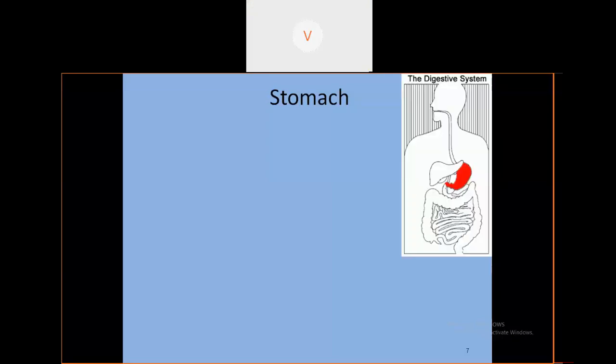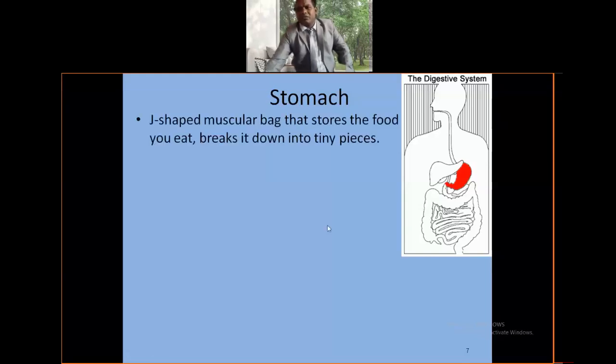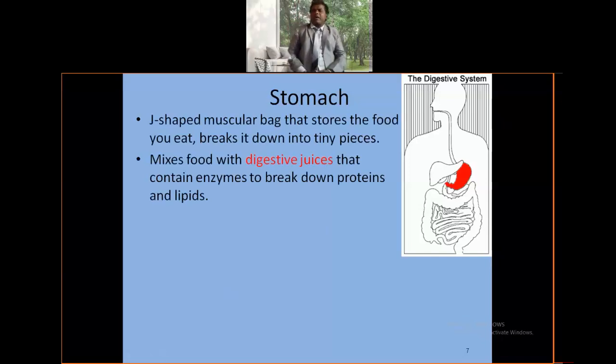Now coming to the stomach part. Remember one thing, what shape is the stomach? The stomach is J shaped. It is called J shaped. The J shaped stomach is a muscular bag-like structure. And it stores the food, whatever you have eaten.